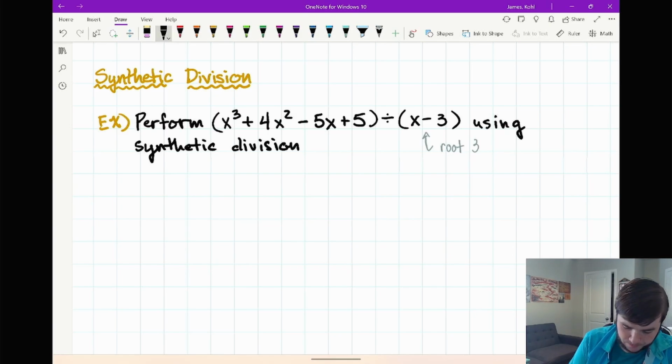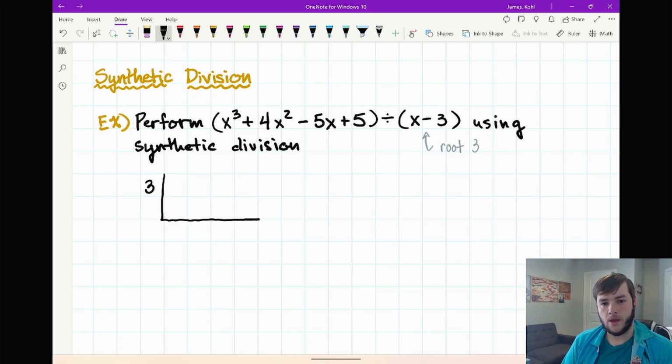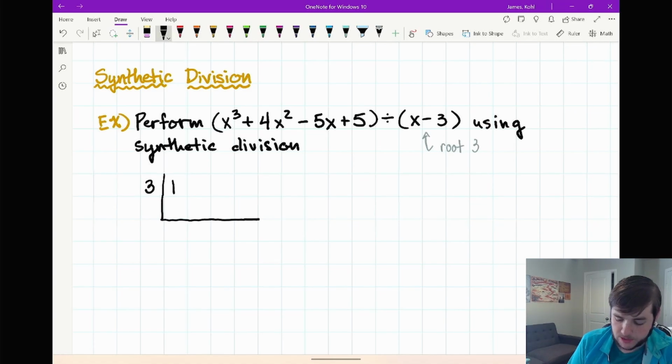Here's how it looks. I write a 3 here, and then I write a big L-shaped bracket like this. And next to the 3 up in this row, I'm going to write the coefficients of the dividend of my polynomial. So my coefficients are 1, 4, -5, 5.